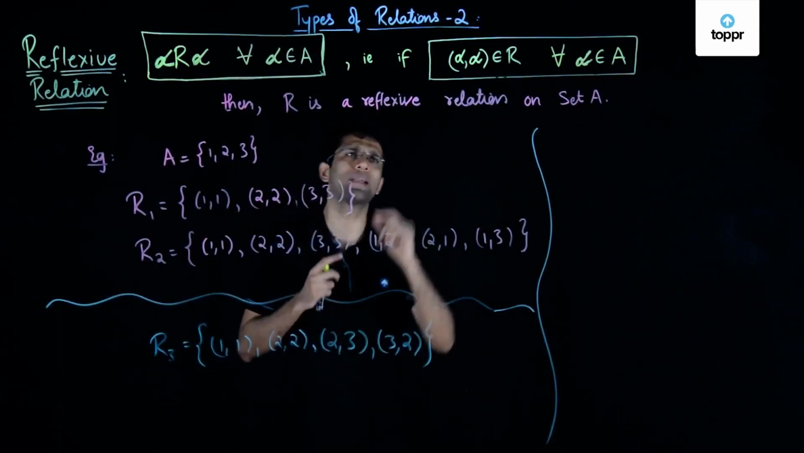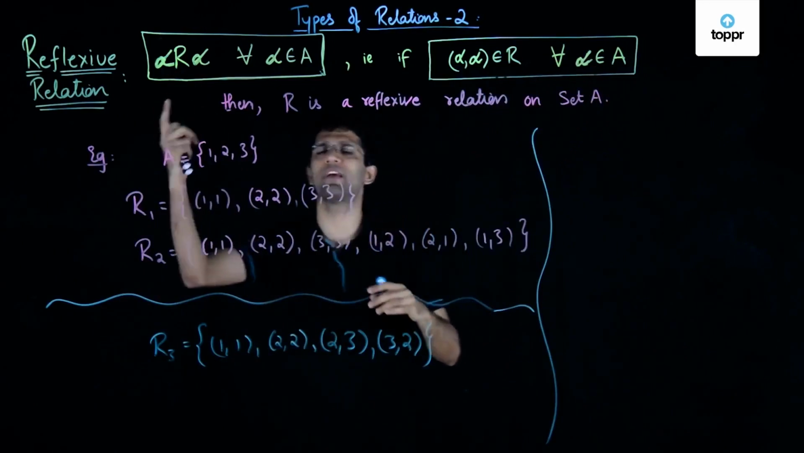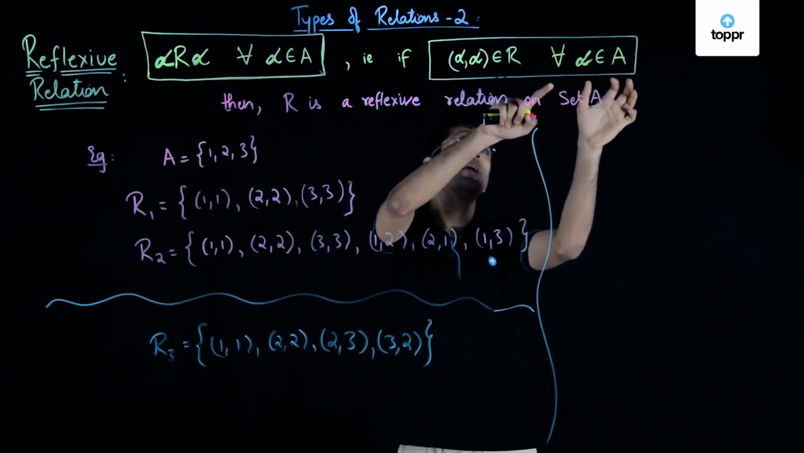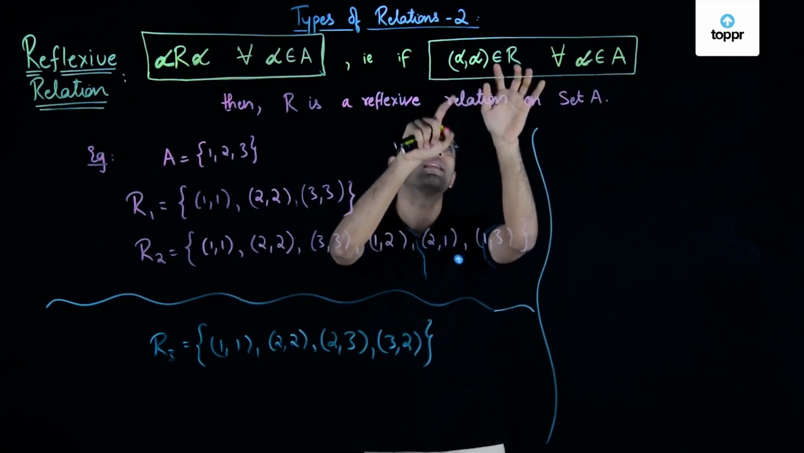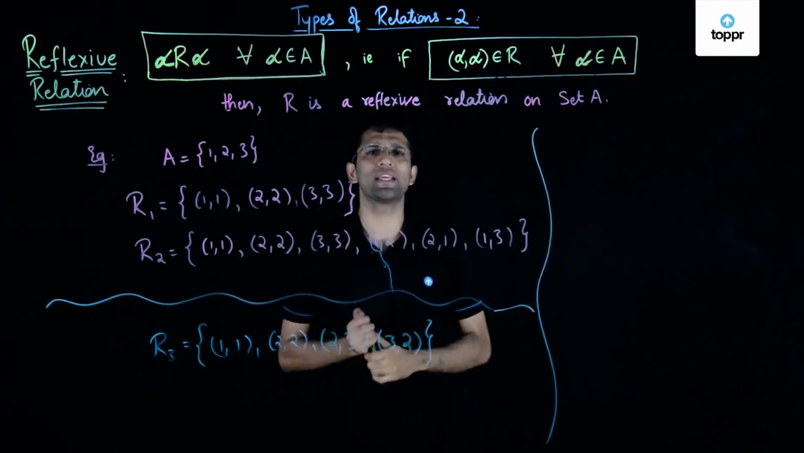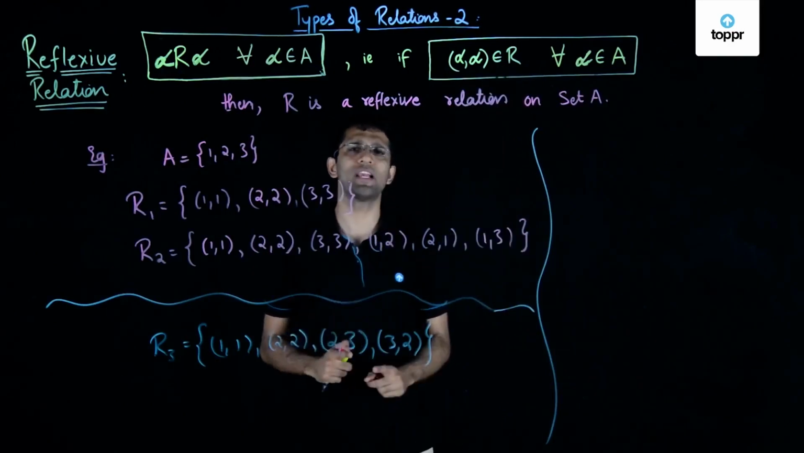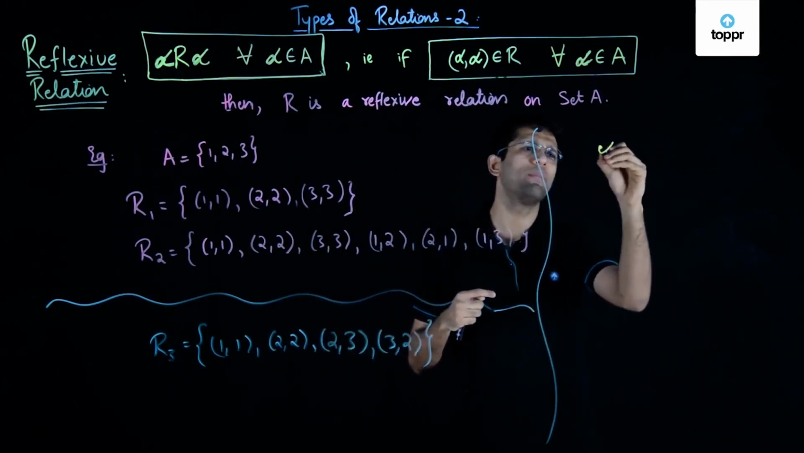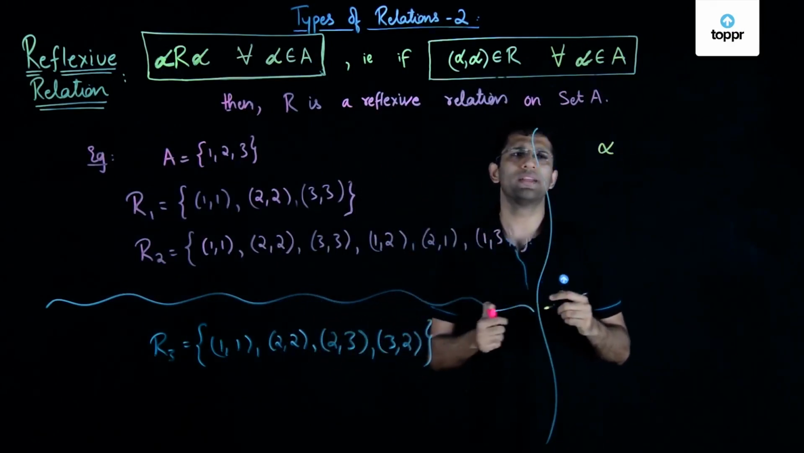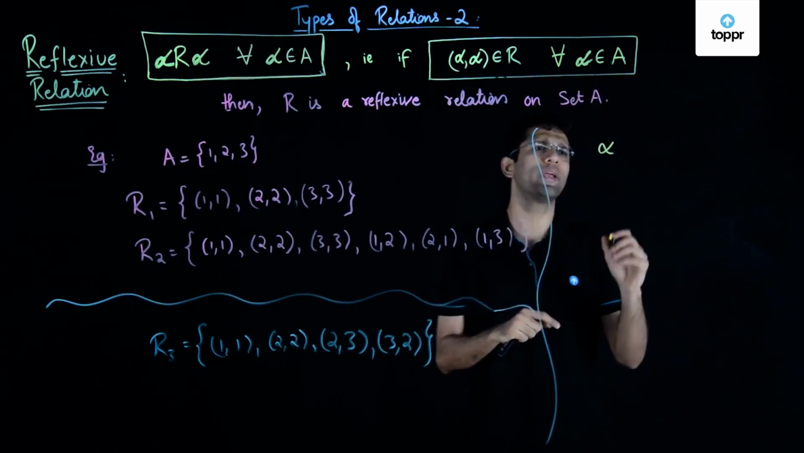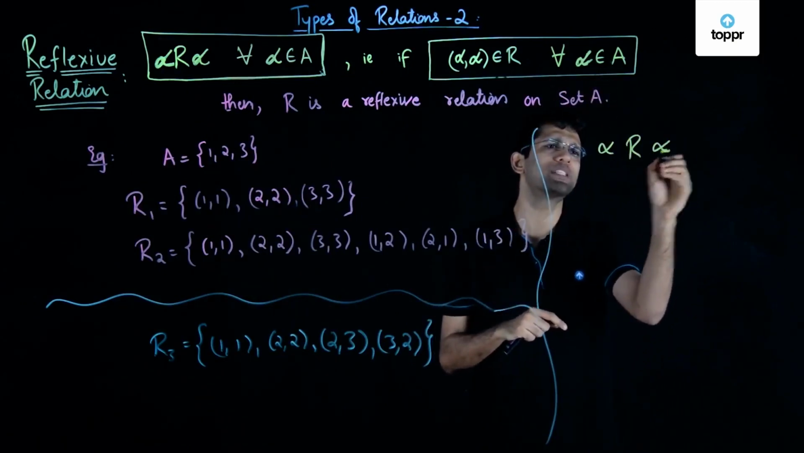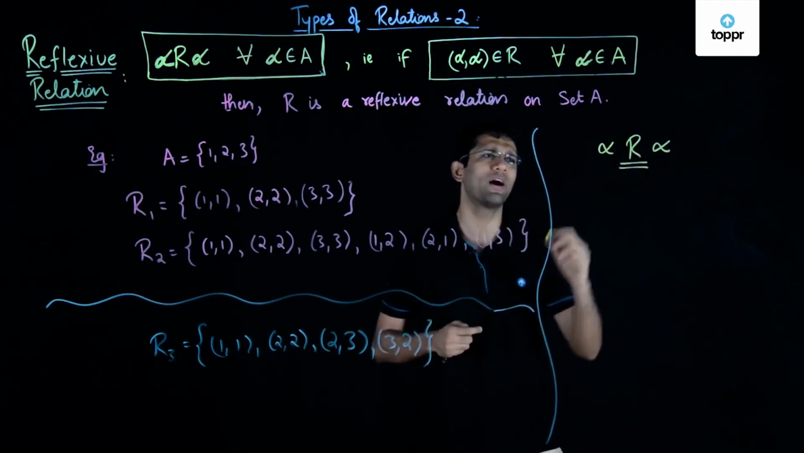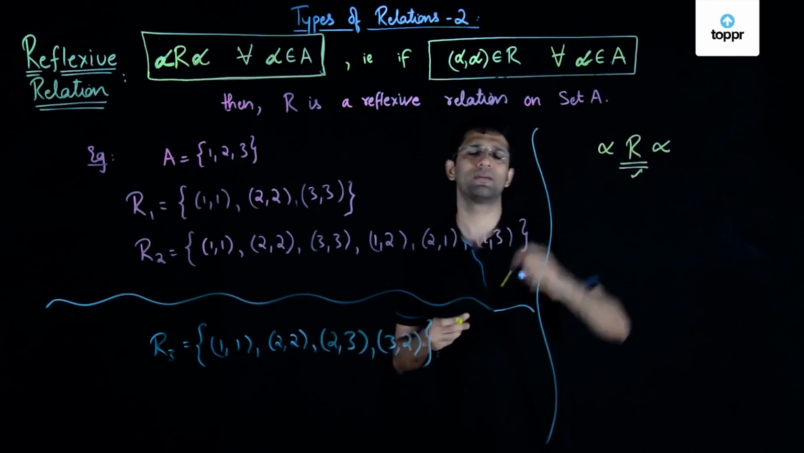And now let us look at the second equivalent statement of the same definition. The second statement says that if for all alpha element of A, alpha comma alpha is an element of relation R, then we say that the relation R is a reflexive relation on the set A. What this means is whenever we have an element alpha that belongs to the set A, then for every element alpha belonging to A, if we can write alpha is related to itself, then we say that the relation R relating alpha to itself is said to be a reflexive relation on the set capital A.